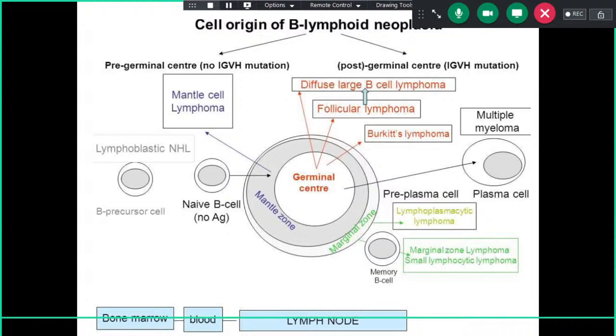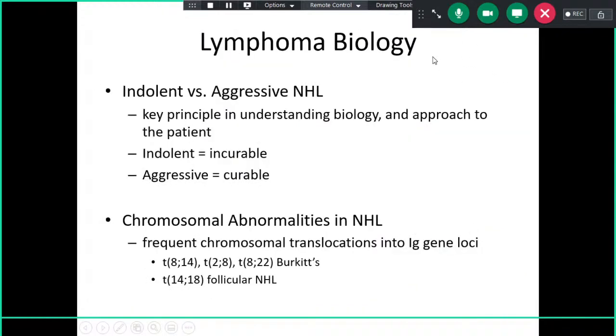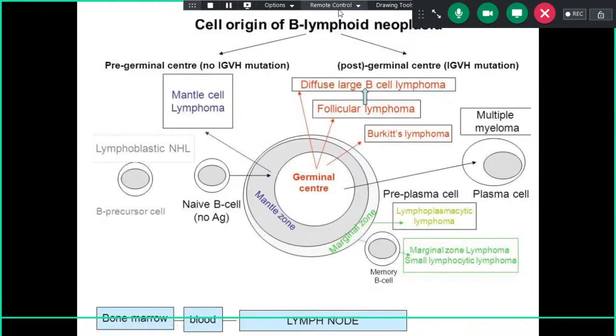Like precursor lymphoma, if you see this, where the pointer is here, this pointer will be visible, okay. So this is a precursor neoplasm, so it is a lymphoblastic lymphoma. Then comes the naive B cell, which comes to the germinal center in the mantle zone. So mantle zone cells are basically naive cells. Naive means they are not exposed to the antigen till now. Any lymphoma which arises from this precursor is a lymphoblastic lymphoma. Any lymphoma which arises from the mantle zone is the mantle zone lymphoma.